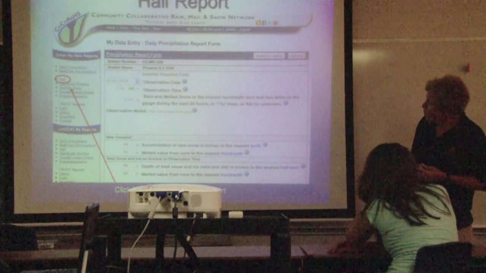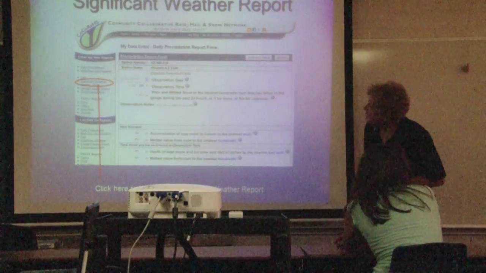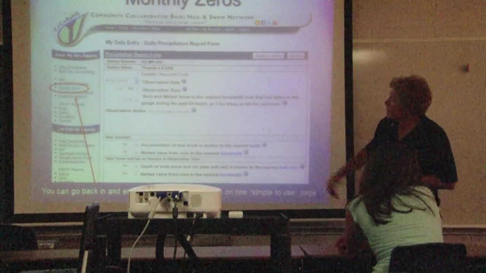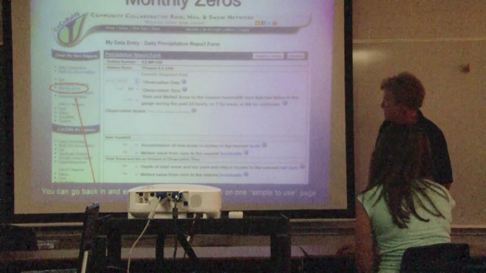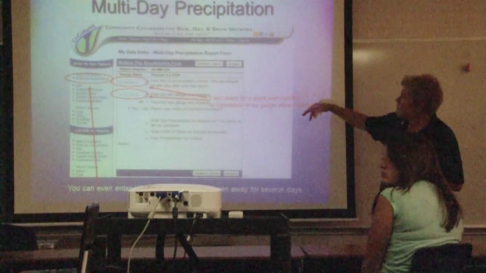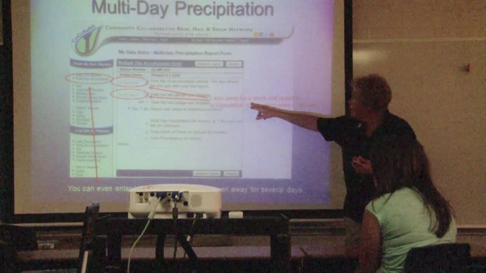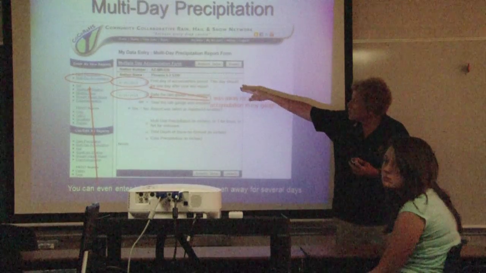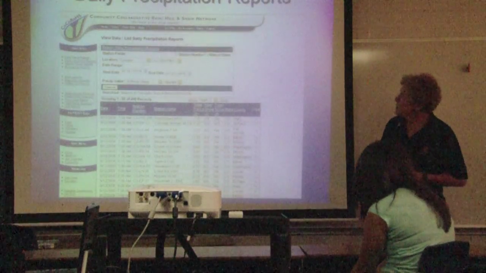So here's a hail report. There's a significant weather report, and they're just little reports listed over on that side of it. And this is the multi-day thing. So you just say what day you started before that you weren't taking it, and what day you came back and started taking your gauges.